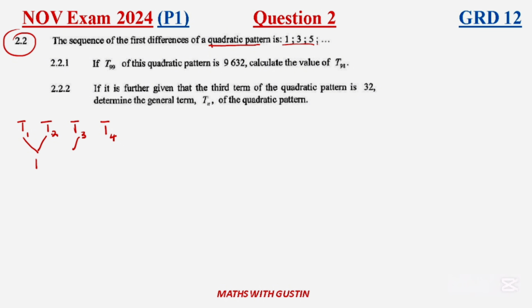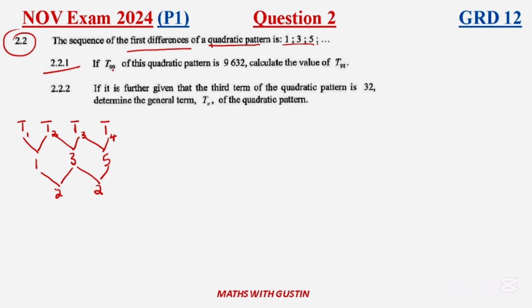You take the difference of these terms, you get 3. You take the difference of these terms, you get 5. Okay, and therefore clearly here you're going to get 2. Therefore here also you're going to get 2. So basically this is what it means here. This is the first difference of the quadratic pattern. It gives us this pattern right here. All right, so let's go on.